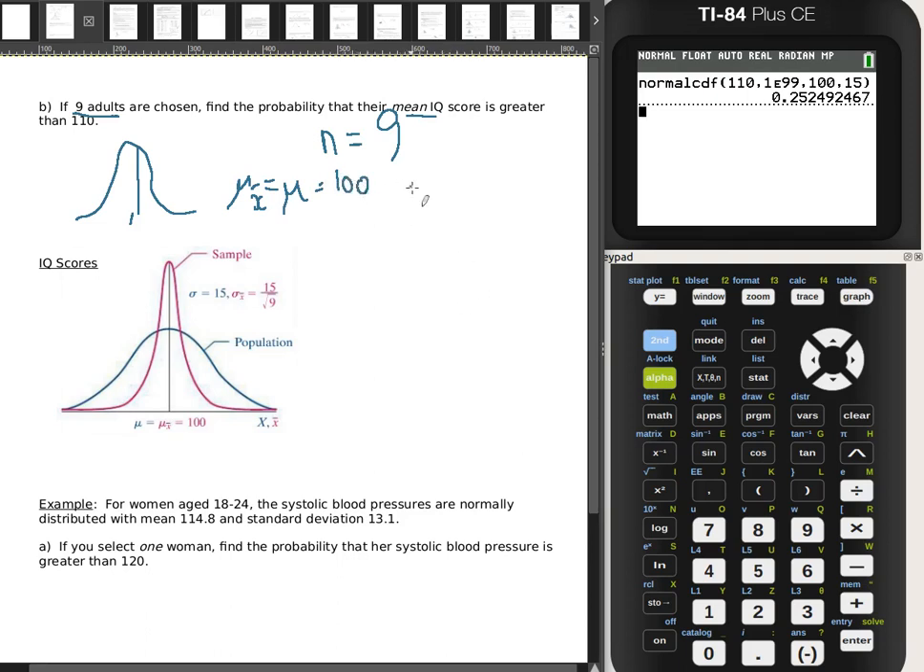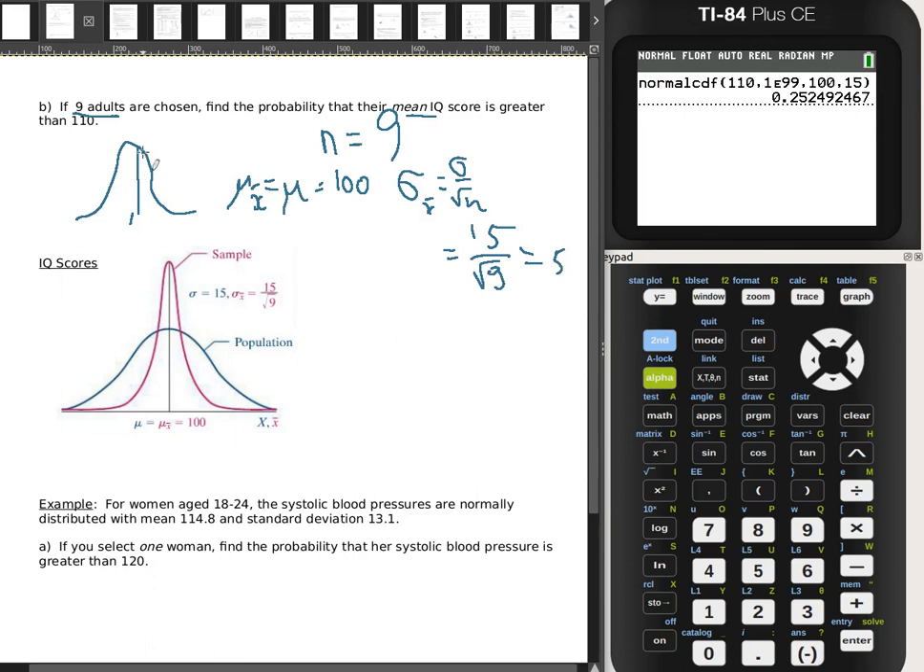And then the standard deviation though is going to be a little bit different. The sigma sub x bar, we saw that one is sigma divided by square root of n. And so the sigma for the population, the standard deviation for the population, is 15. And then we're dividing that one by square root of little n, which is the sample size, 9. So we're dividing 15 by square root of 9, which is 15 divided by 3. So that standard deviation is actually just going to be 5.